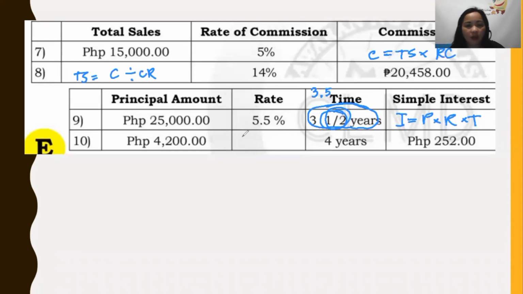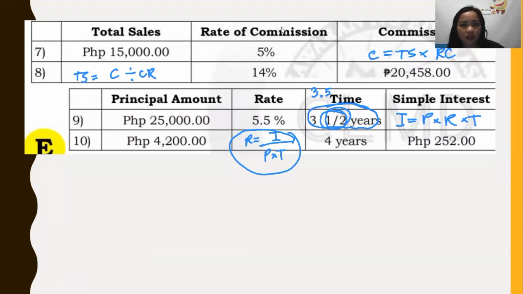At dito naman, ang nawawala ay rate. If we have rate, ang nawawala, that is interest, simple interest, rate is equal to simple interest divided by principal amount times time. So, ito yung kailangan mo.